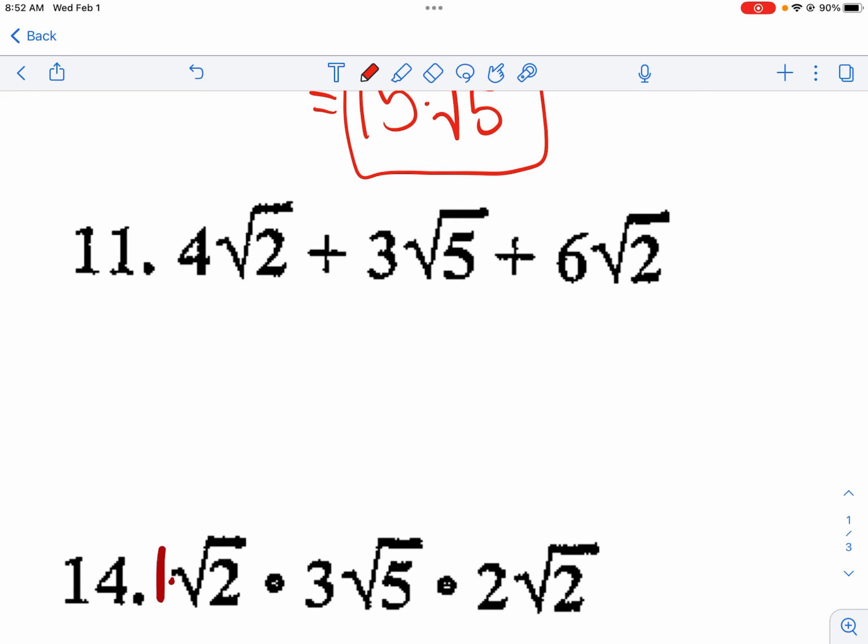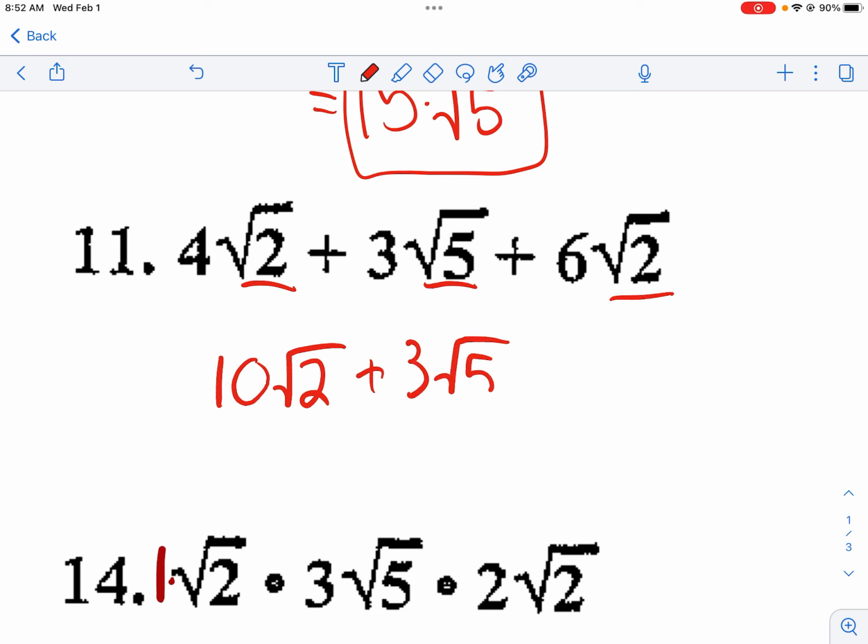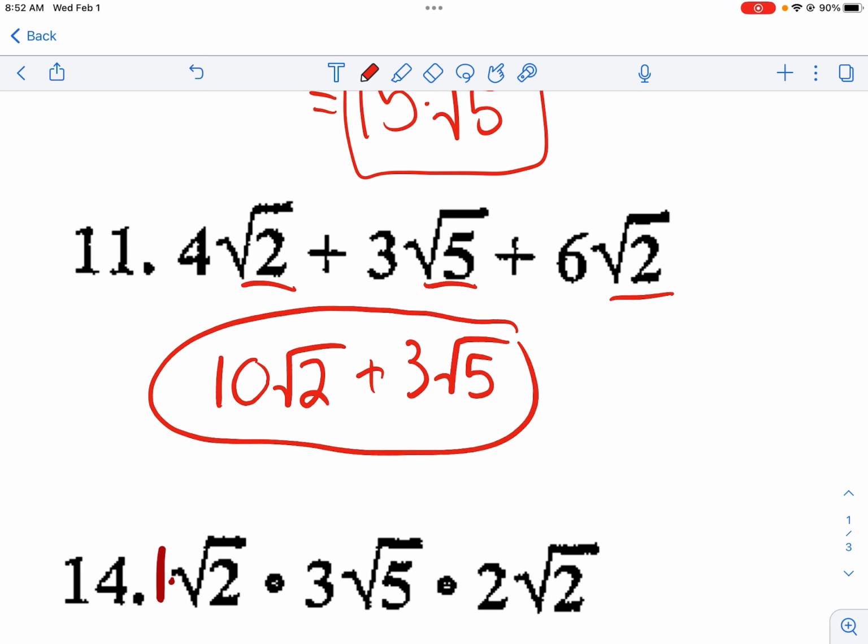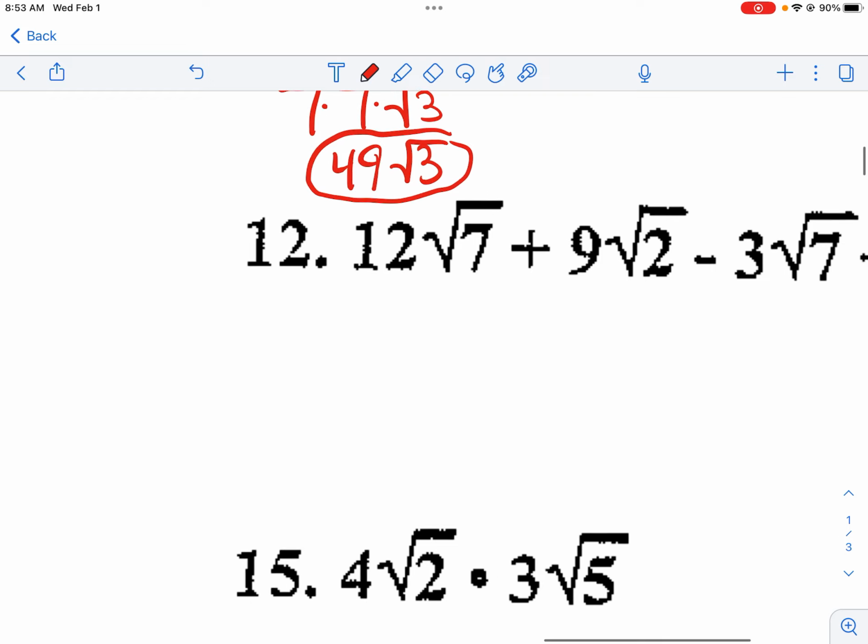Number 11 we have 4 times the square root of 2, 3 times the square root of 5, and 6 times the square root of 2. When I combine those, 4 square root of 2 and 6 square root of 2, I get 10 square root of 2, right? That's just like a variable. 10 square root of 2 plus 3 square root of 5. I think, are all my square roots simplified? They are. I am done. So we can think of this as 4x plus 6x, and then that's a 3y. That's kind of how we think about it to finish that one.